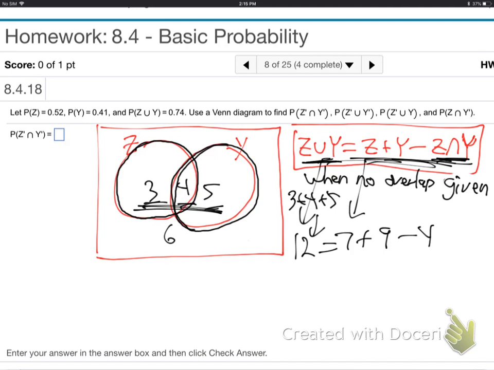The union is Z and Y individual minus the overlap, because when you do Z and Y, you've counted the overlap twice. You counted it once for Z, once for Y. You've counted the middle twice. So you've got to subtract the middle to only get everything once, which is what union is, everything once.